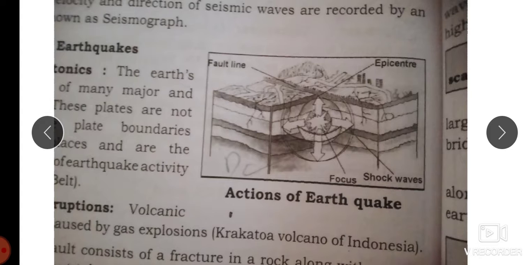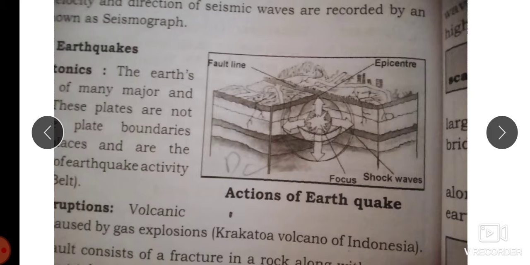So let us move on to plate tectonics. The Earth's crust, children, consists of many major and minor plates. These plates are not stationary. The plate boundaries are dynamic places and are the primary location of earthquake activity.